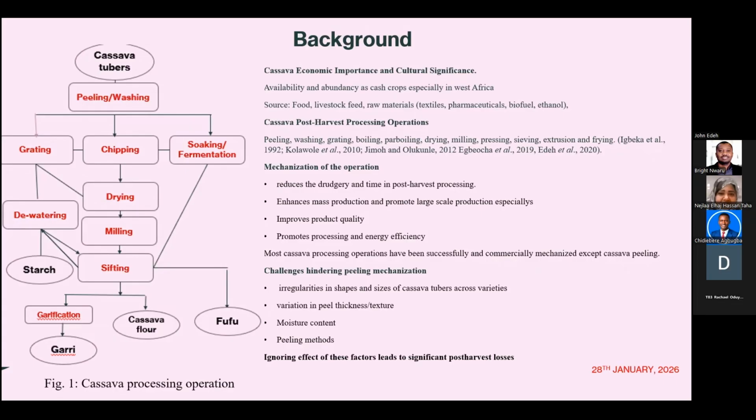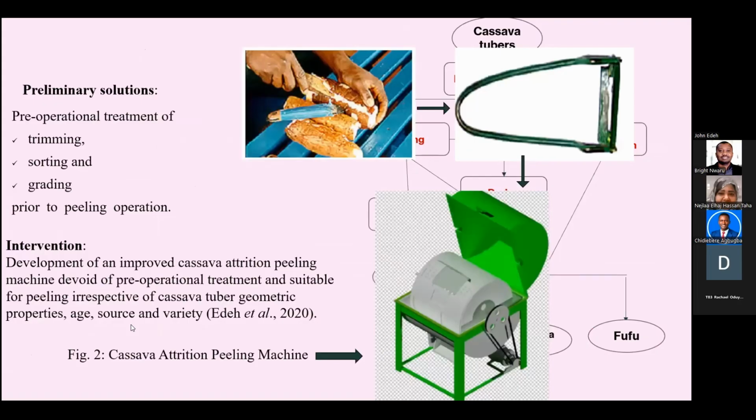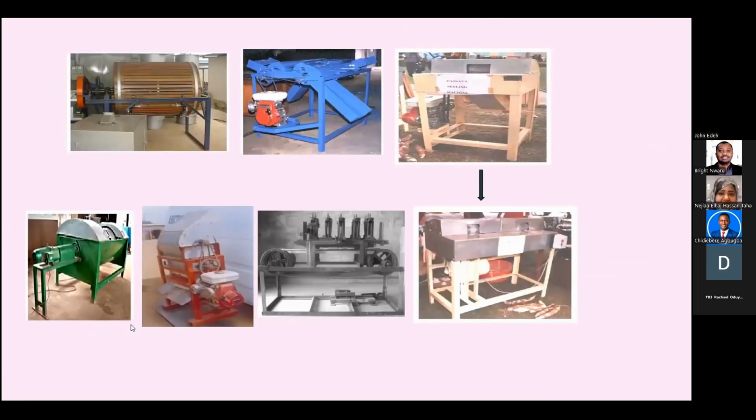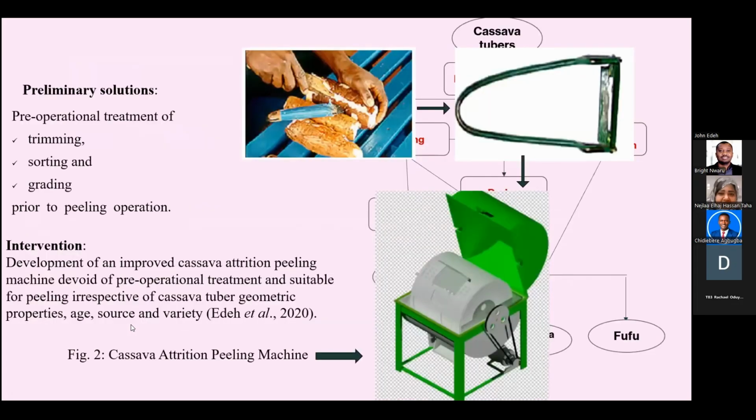It is a very major and one of the first post-harvest operations. Researchers have actually worked hard to come up with some peeling methods, starting from manual, as I have mentioned, and developing some tools which assist. And if we go down, these are some existing machines that people have actually tried to work on to solve this problem.